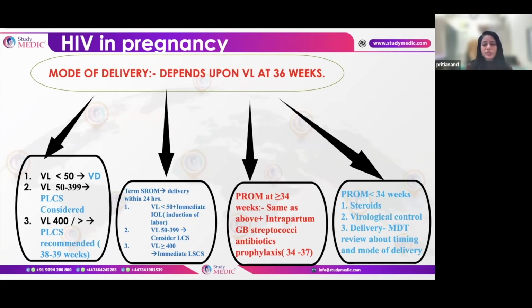Similarly, if the patient presents with spontaneous rupture of membranes, the same criteria need to be followed. For PPROM patients, you can follow the same criteria, but give GBS prophylaxis. And if the patient has a very preterm baby, less than 34 weeks, steroids and everything need to be given, but the delivery plan will be by the MDT team.